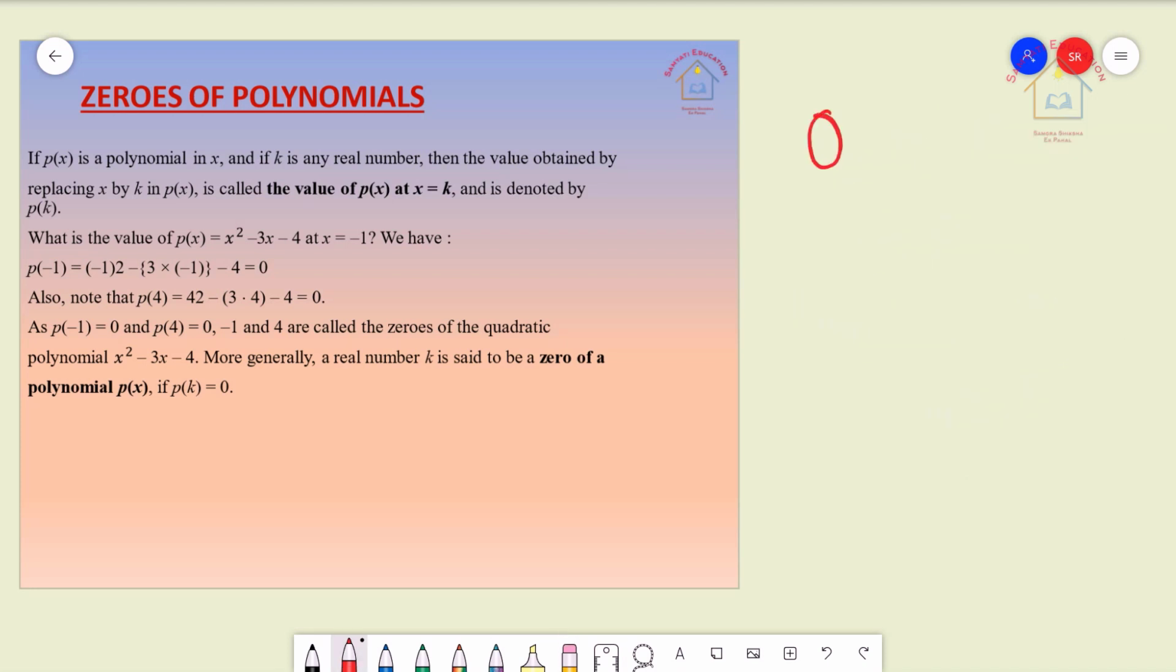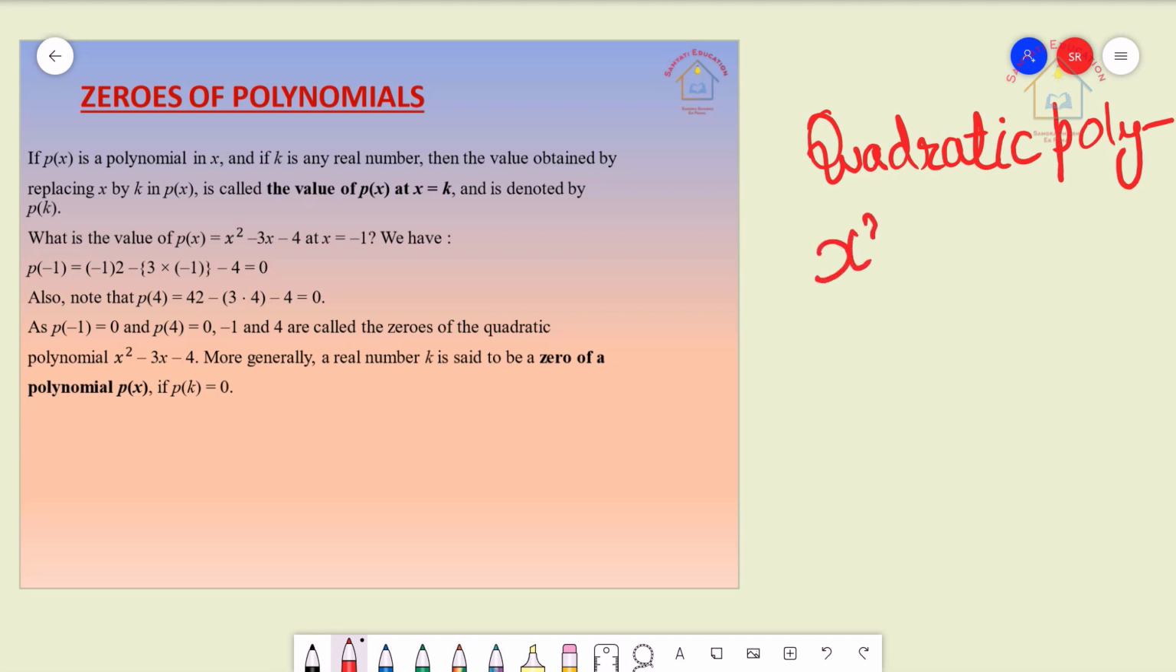General form for quadratic polynomial. Any polynomial with degree 2 is called quadratic polynomial. That means that a polynomial with the highest power 2 is called quadratic polynomial.